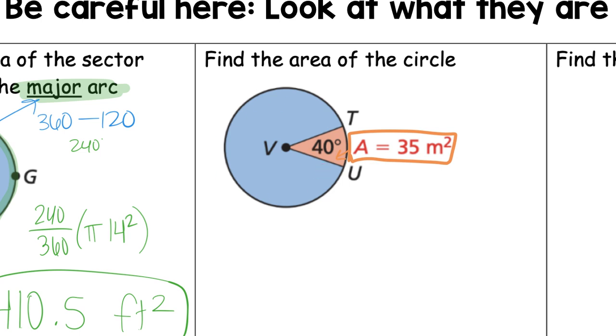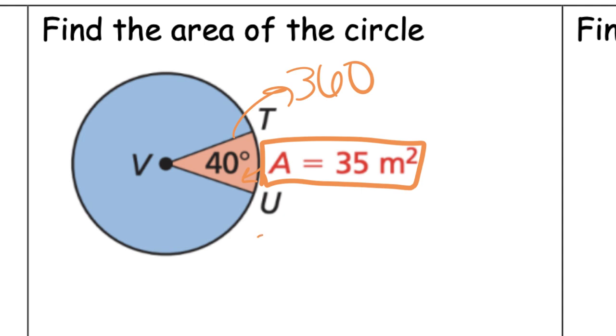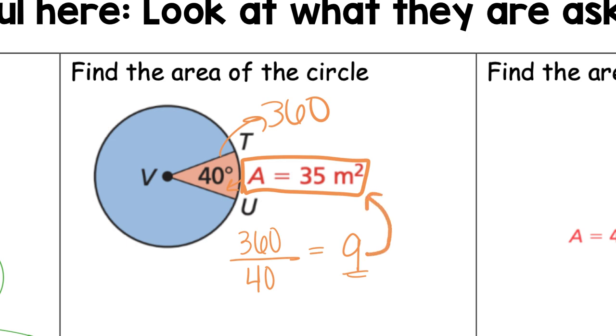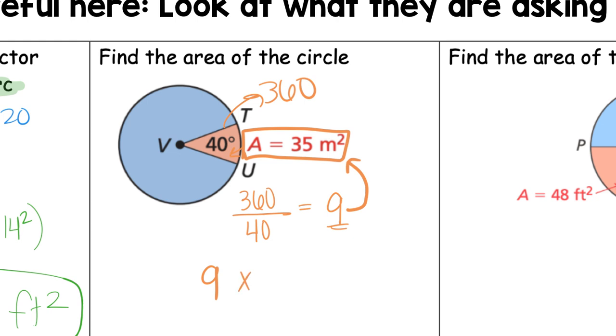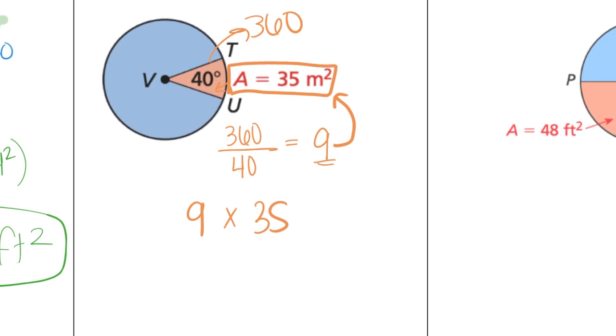So if I knew how many of these fit into a 360-degree circle, well, then we could just take 35 and we could times it by however many there are, right? So what I would do is just do 360 divided by 40 degrees just to see how many of those sectors would actually fit in the circle, and that gives us 9. So I want 9 of these 35 square meter areas. So you can just do 9 times 35. And that would give you the area of the whole entire circle, which would be 315 square meters.